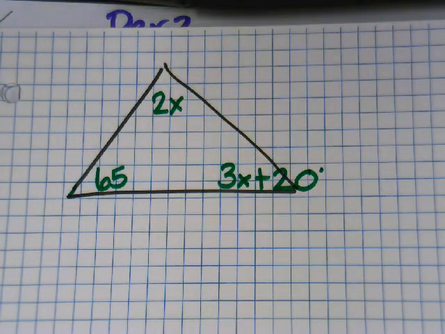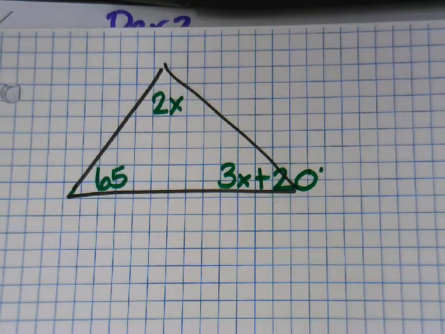Level 5,658. Isaiah, can you handle this problem? 2x, 65, 3x plus 20. I kind of like it. Okay, what's the first thing? If you get this on the test, what's the first thing you should do?